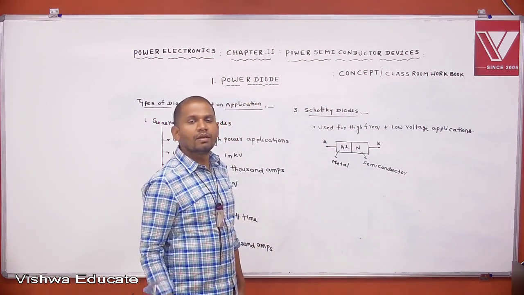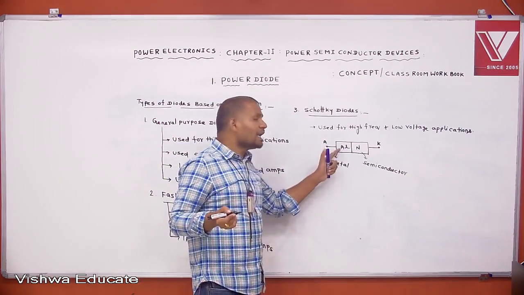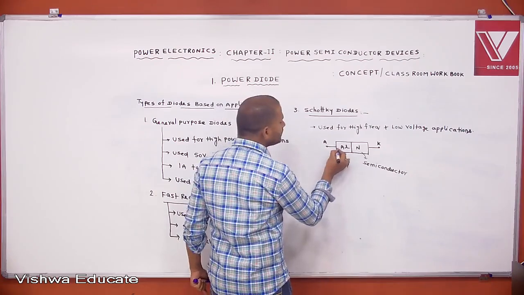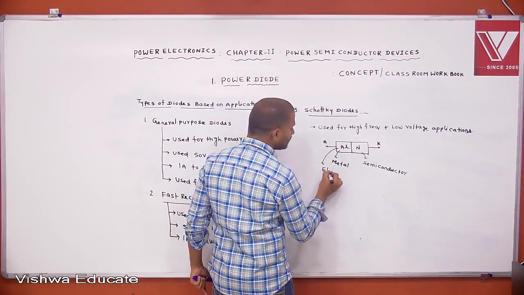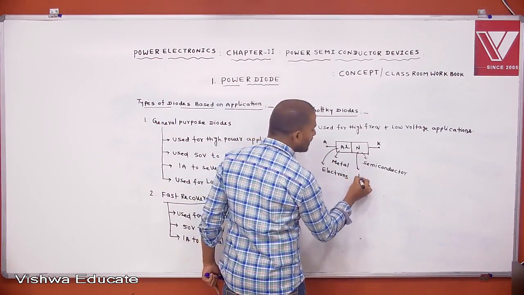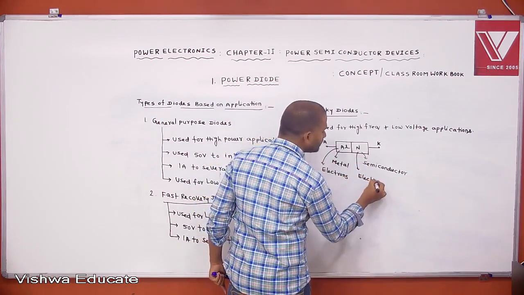Understood? Okay. Then the metal layer means aluminum. Aluminum means conductor. Conductor means what carriers? These are electrons. Then here, which are the majority carriers? Electrons.